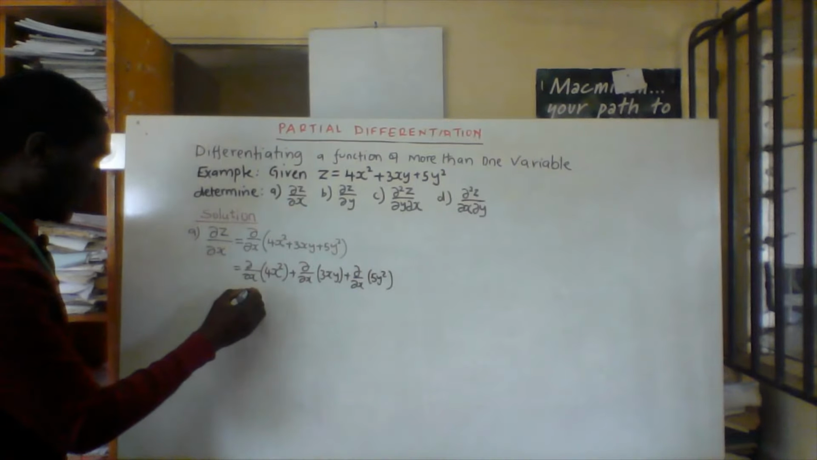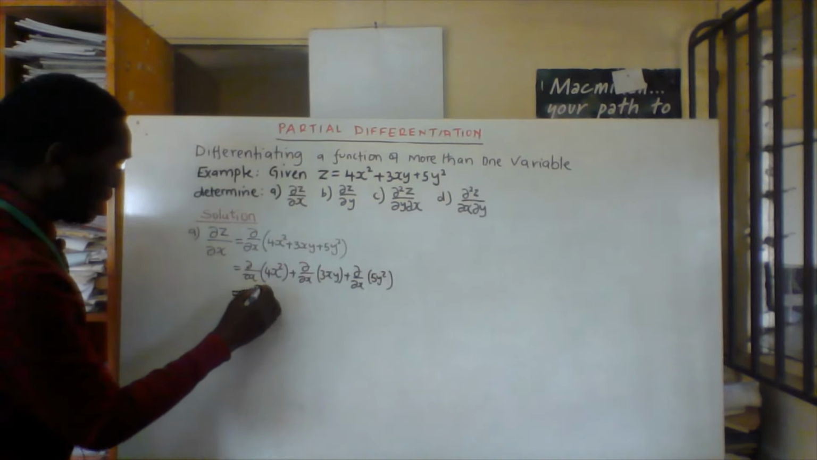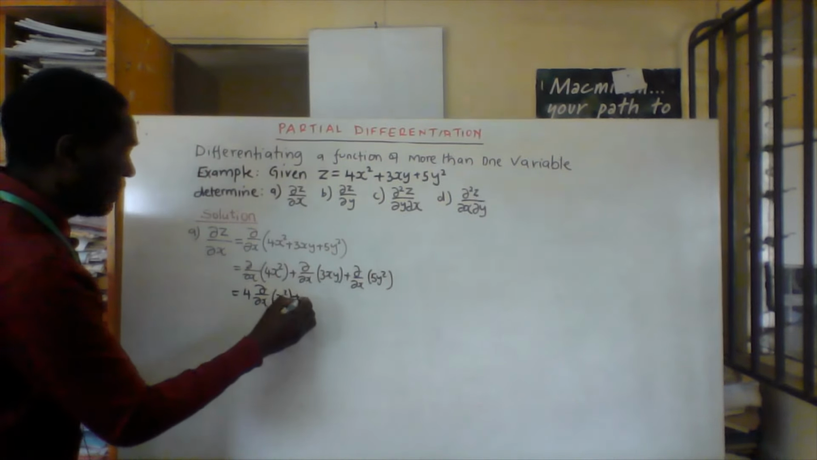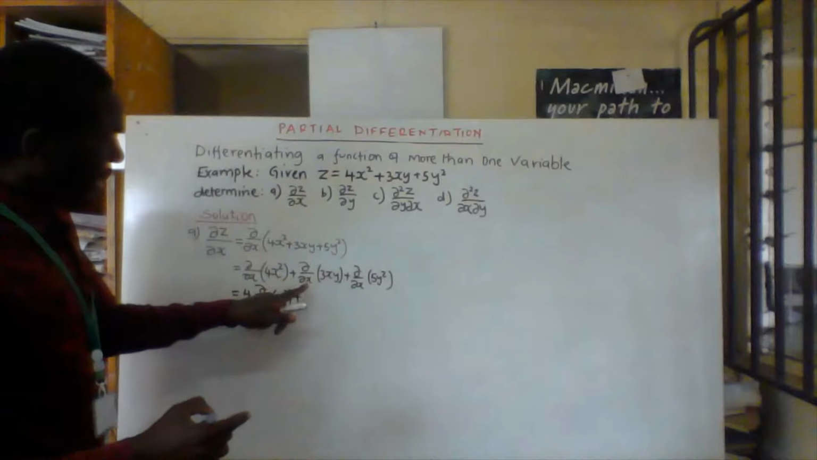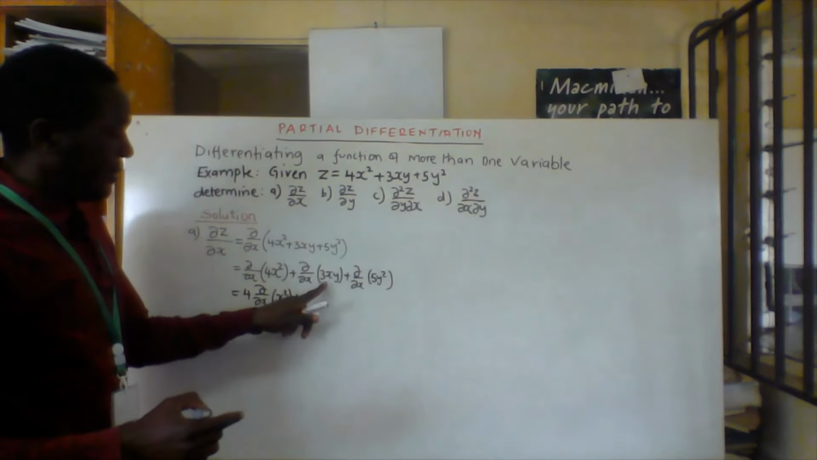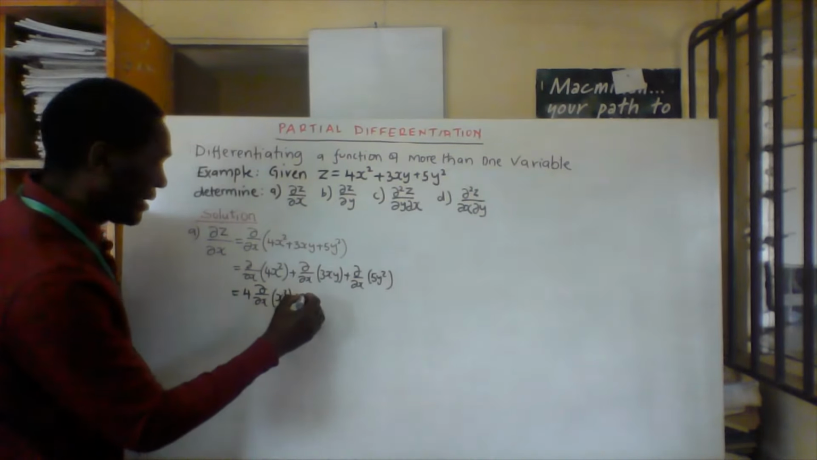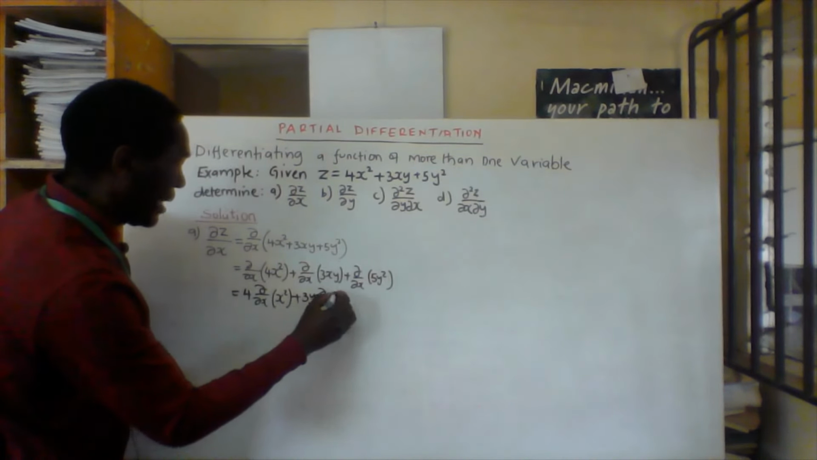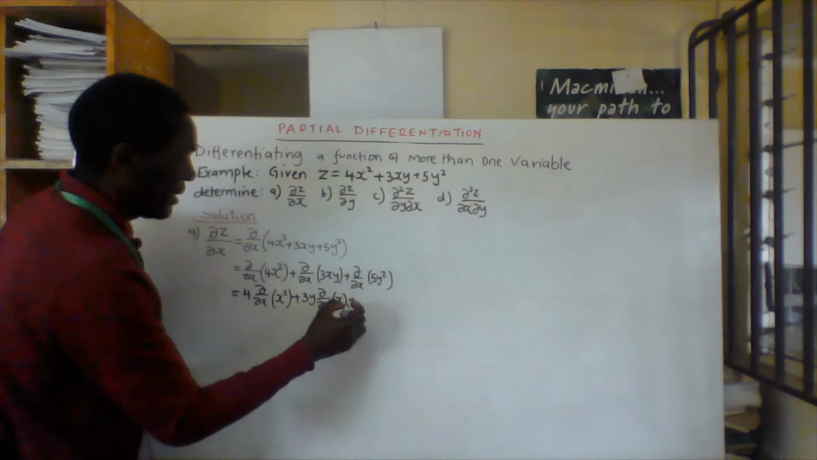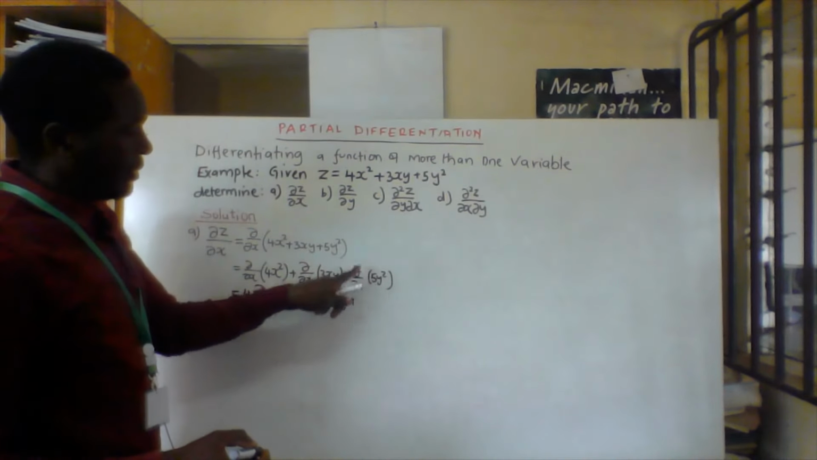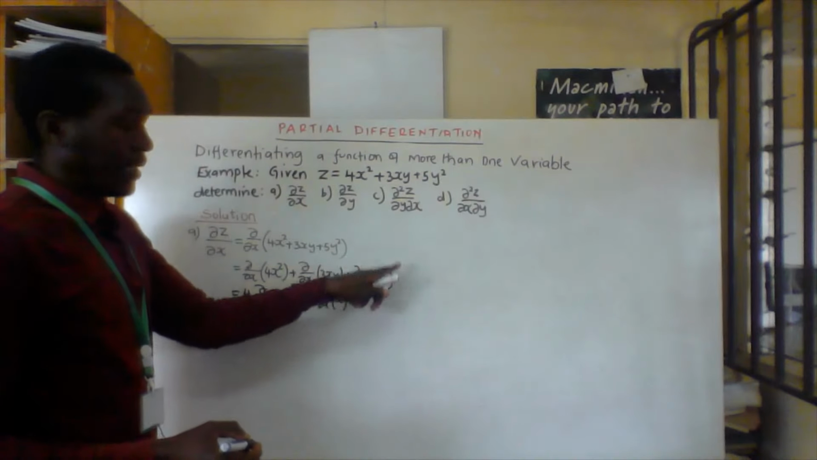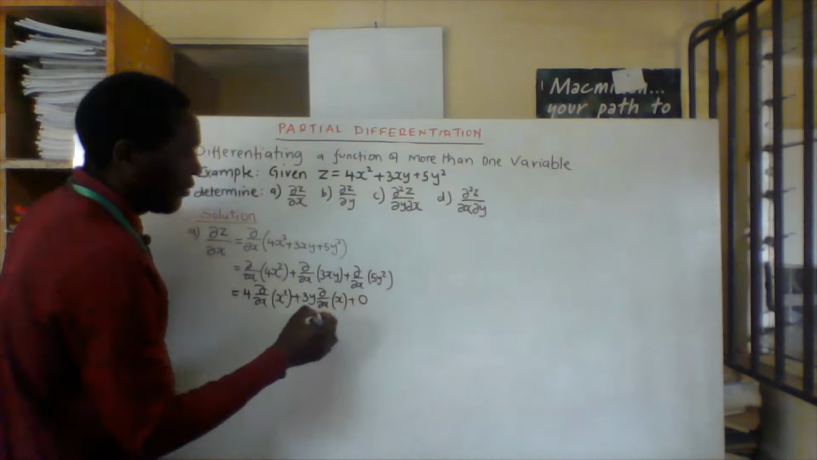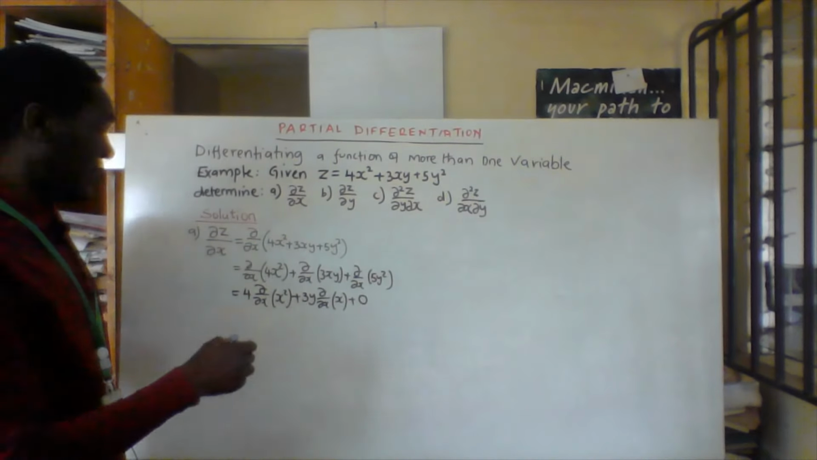Because 4 is a constant, we can put it outside: partial derivative with respect to x of x squared. Plus, because we are doing partial derivative with respect to x, 3 and y are treated as constants, so we have 3y times the partial derivative with respect to x of x. Plus, 5y squared is a constant because there is no x in it, so that gives us 0. If you differentiate a constant, you get 0.